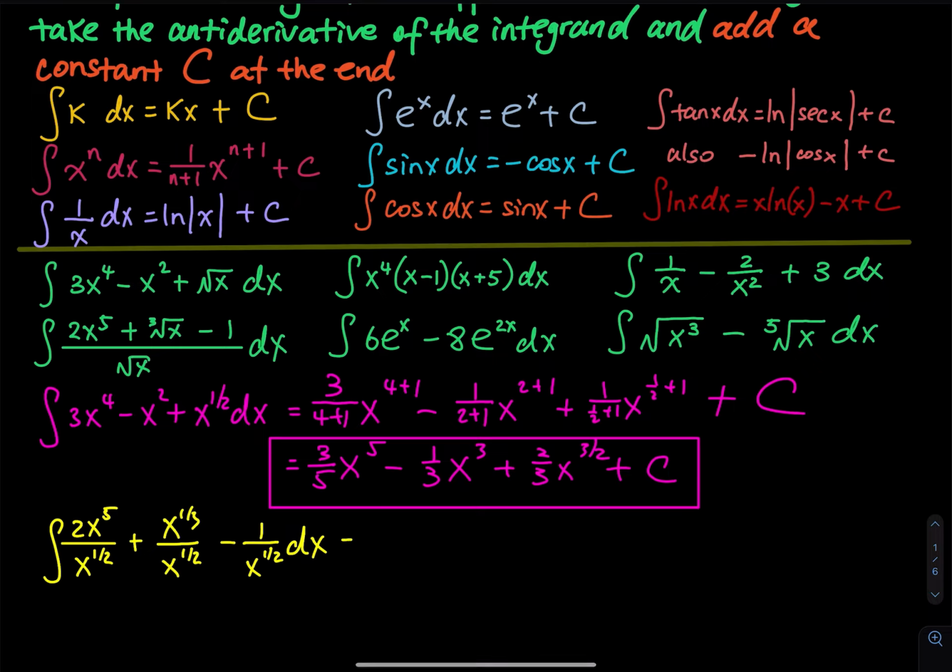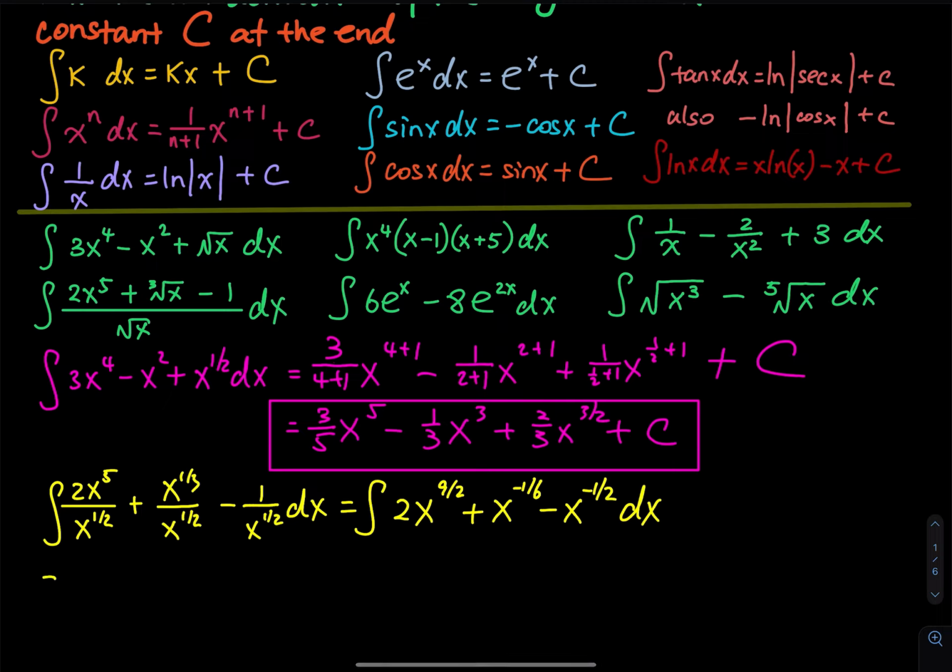That is equal to integral x to the 5 minus 1/2, that is 9/2, and then 1/3 minus 1/2, that is a -1/6, and then x to the 1/2 in the denominator, so that becomes x to the -1/2, and then dx. So now you can integrate. So what is that equal to?